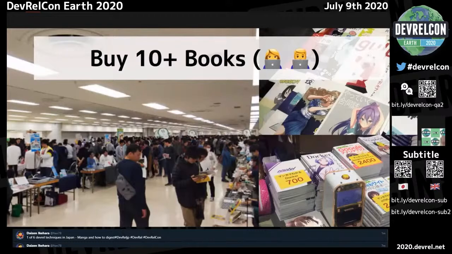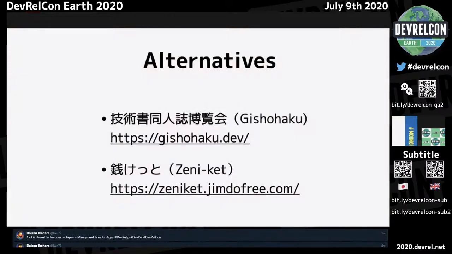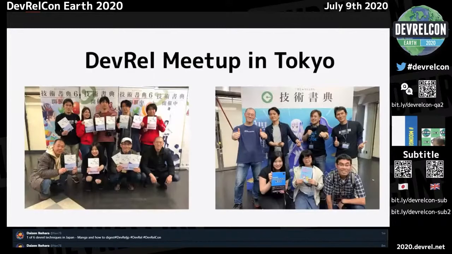Okay. So there are other events similar to Tech Book Fest, 技術書典, such as Zeniket. Okay, so I participated in Tech Book Fest with DevRel Meetup members. DevRel Meetup is a community of developer relations in Japan. So this is a photo with the book authors.